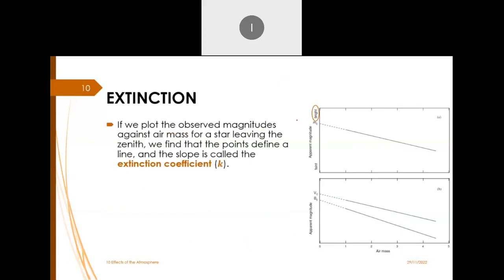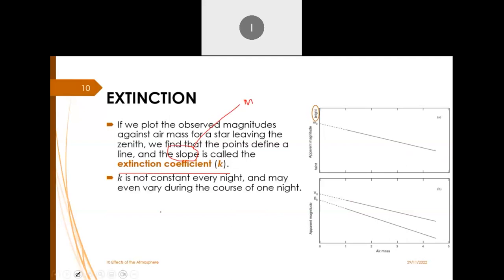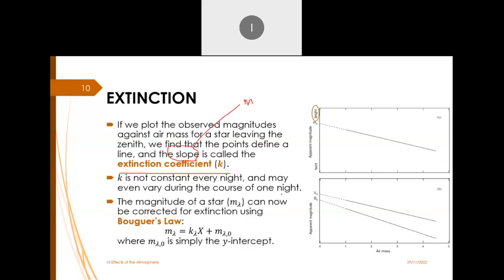Okay, so if we plot the observed magnitude against X for a star, we find that the points define a line, and the slope is called the extinction coefficient. The slope means the gradient, which is m. So m is equivalent to the extinction coefficient k, which is not constant every night and may even vary during the course of one night. So we have Bouguer's law: m lambda equals k lambda X plus m lambda 0, where m lambda 0 is simply the y-intercept right here.